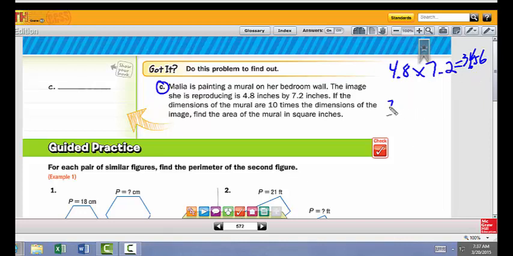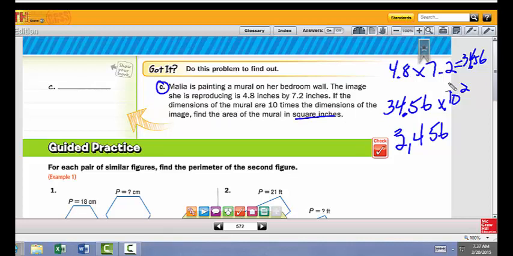So we would have to take this 34.56, that's the area, times our scale factor, 10 squared. Or in other words, times 100, which means, of course, we move the decimal 2 places, and we have 3,456, and our units are square inches.